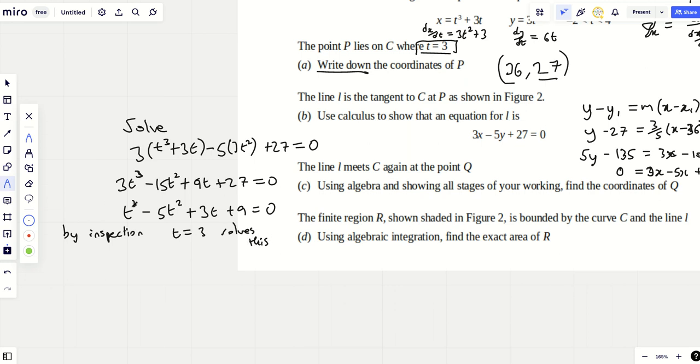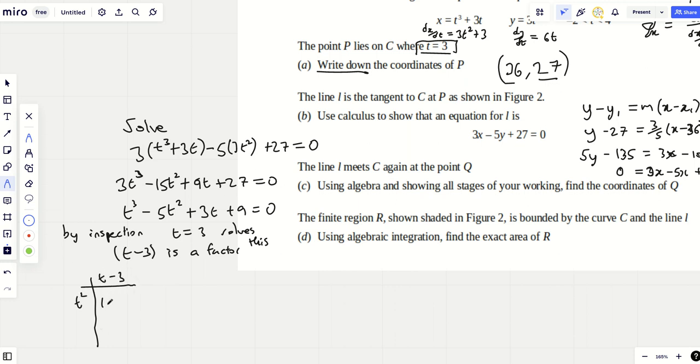Am I just lying to you? 27 minus 45 plus 9 plus 9. Well, 27 minus 45 is minus 18. If you add 9 and add 9 again, you get 0. So t minus 3 is a factor. Now we can do our division by inspection. That's the way I prefer to do it.